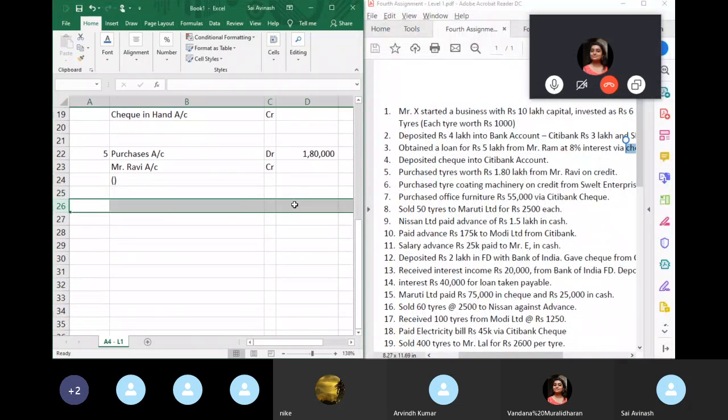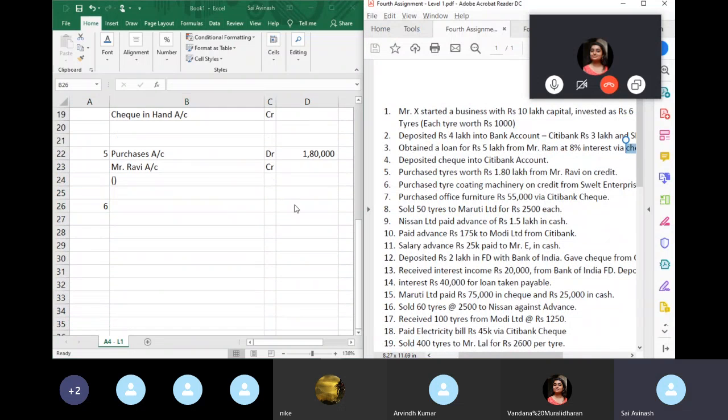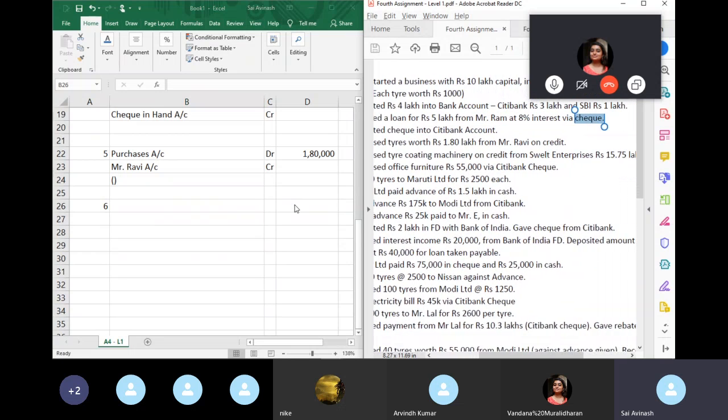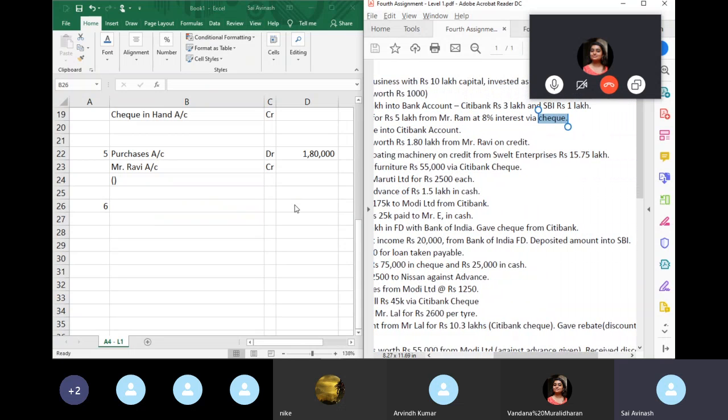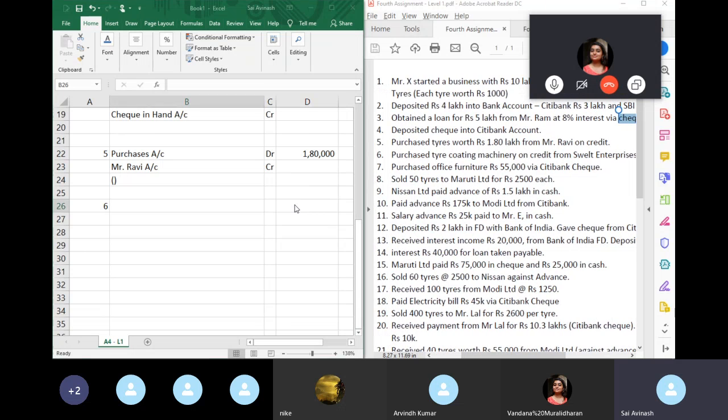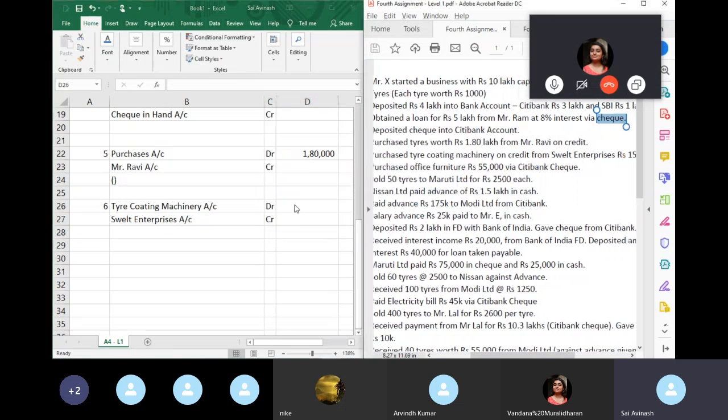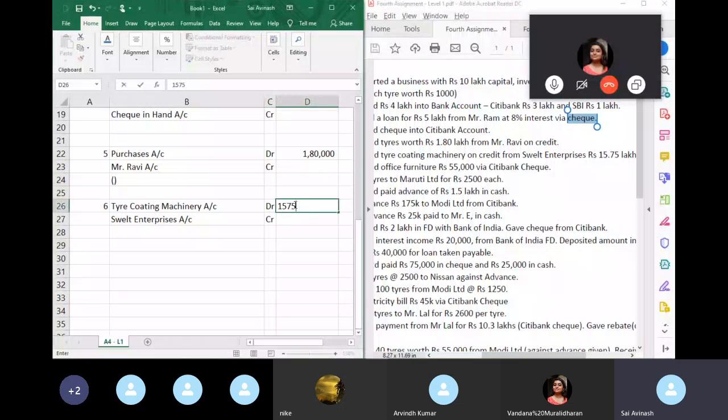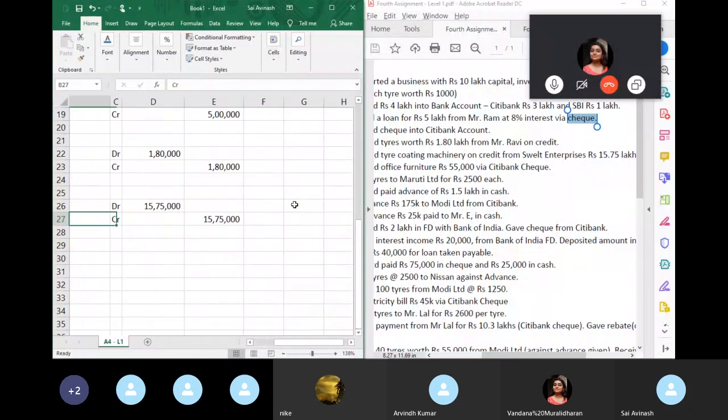Next, number six. Number six is purchase tire coating machinery on credit from Swelt Enterprises, rupees 15.75 lakhs. Okay. So I'm purchasing machinery, right? So I know that machinery is my asset. I'm going to just call it tire coating machinery, right? And I'm purchasing it from a creditor. I'm not paying him yet. So Swell Enterprises is my creditor. So my asset increases, I have to pay, so my liability increases, and the amount I'm purchasing for is 15.75 lakhs. Right?